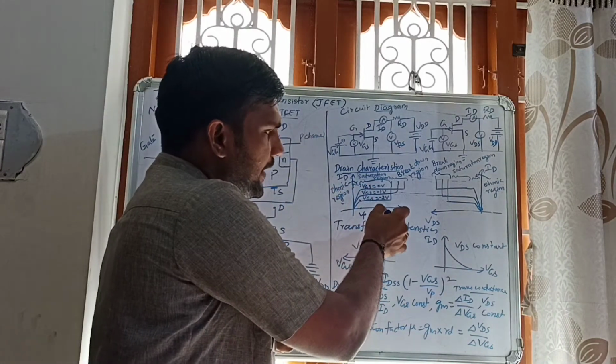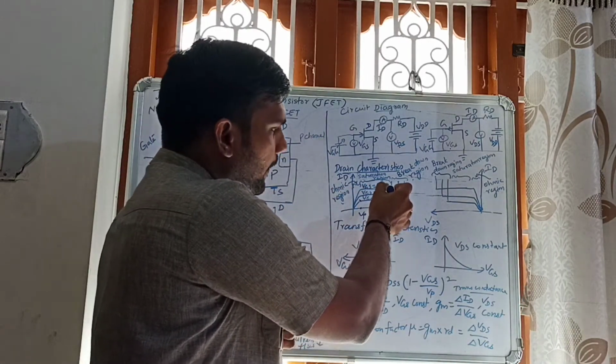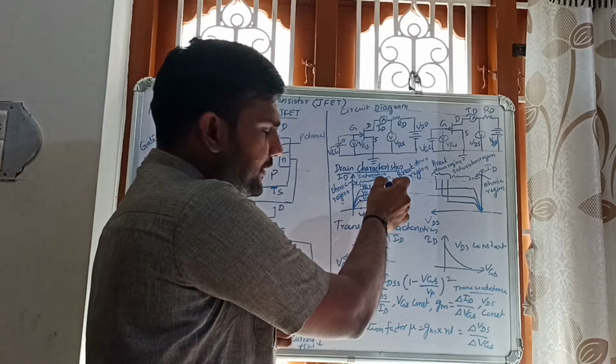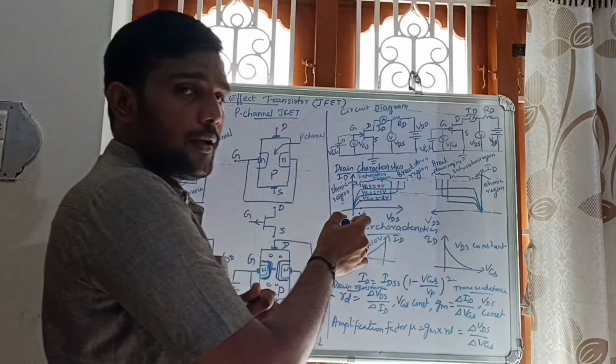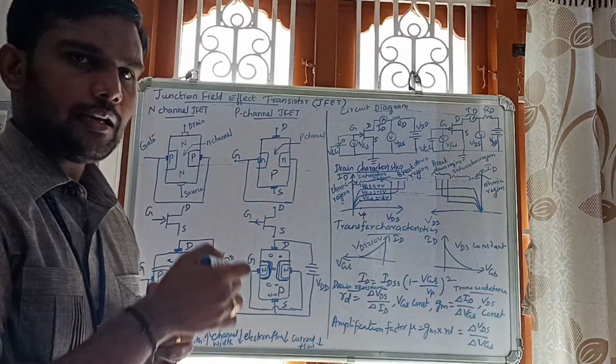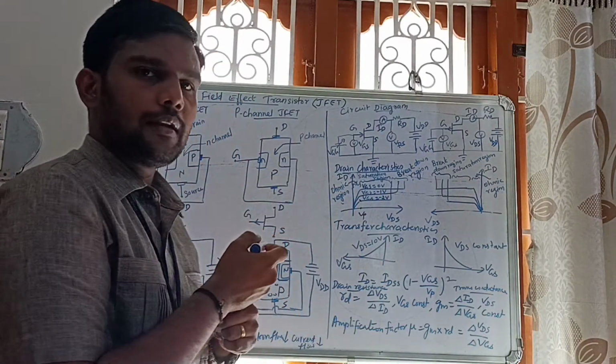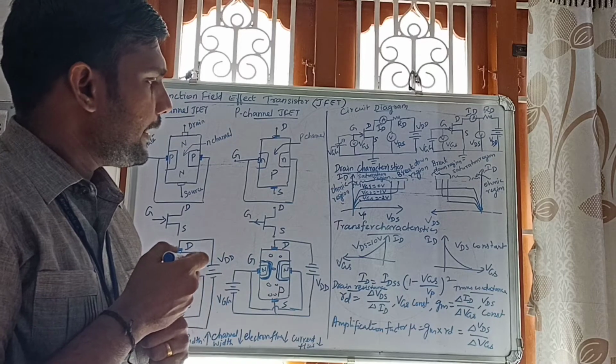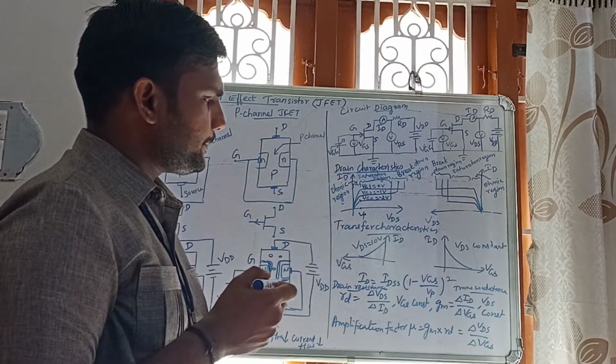Again, if you are increasing VDS, breakdown occurs. After the breakdown occurs, current increases. But we should not operate the device in this breakdown region. If you are operating the device in this region, the device will be damaged. Right? The next one is transfer characteristics.